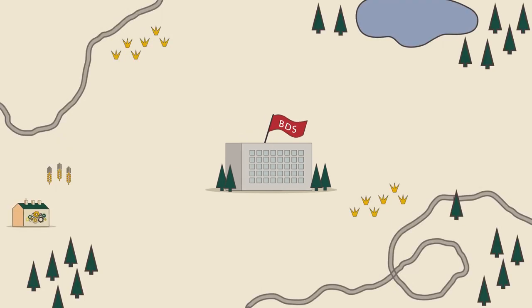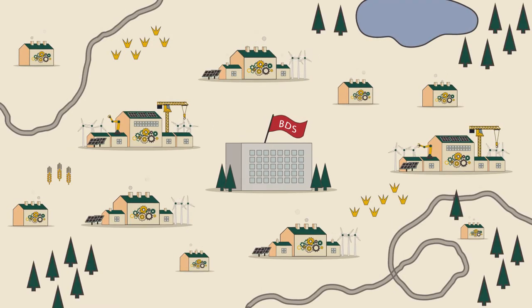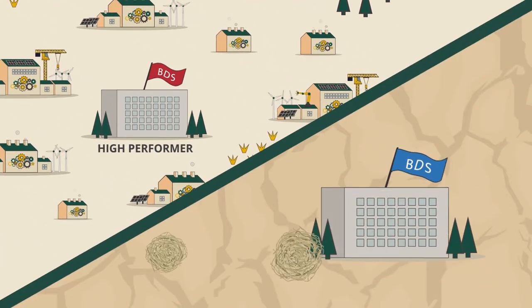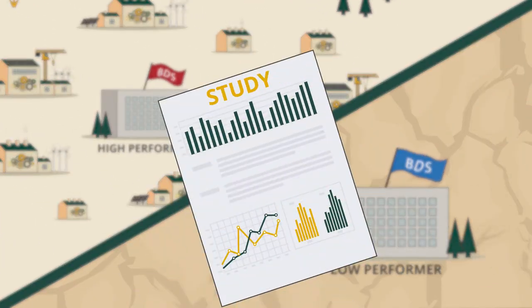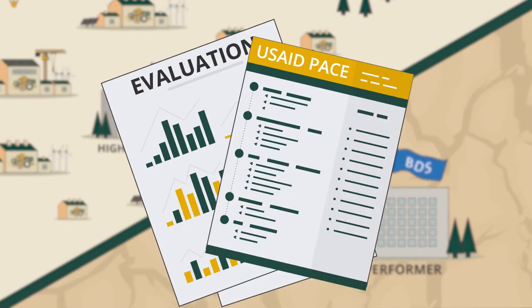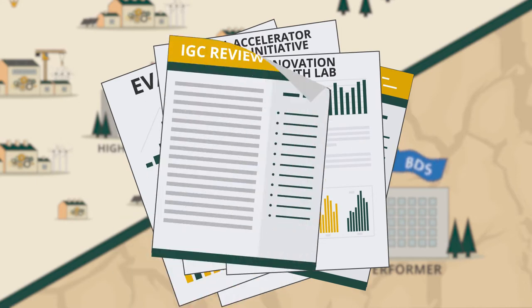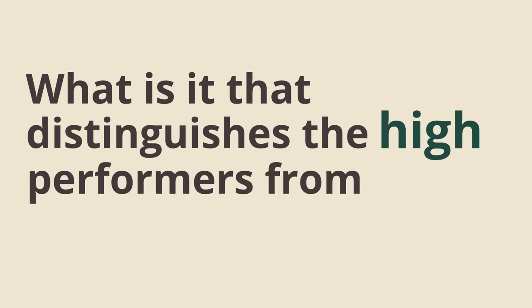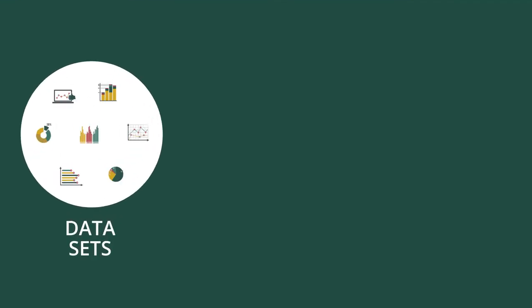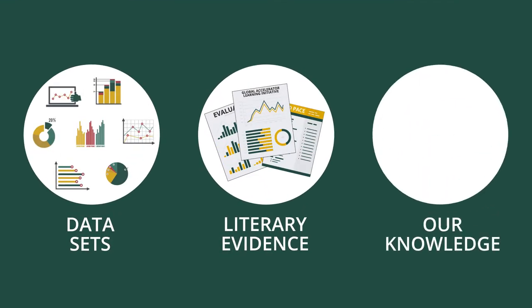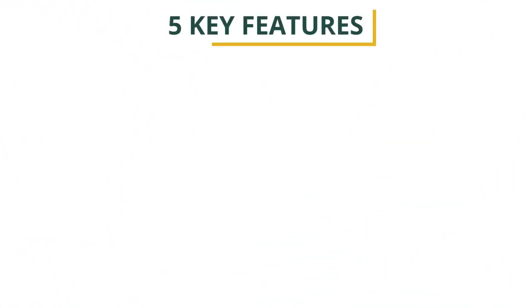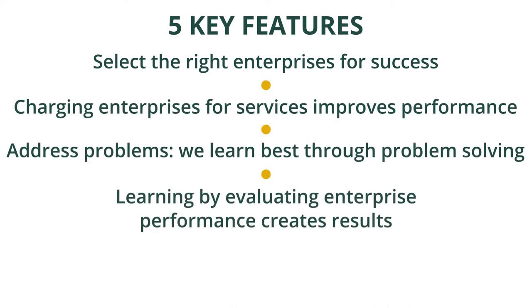Some organisations have been highly effective at supporting enterprise growth and employment creation, high performers, whereas some haven't, low performers. This picture is repeated across other publicly available datasets and the evidence from a growing number of robust academic studies in this field. So what is it that distinguishes the high performers from the low performers? These datasets, the evidence from the literature and our knowledge and experience have converged around five key distinguishing features, the topics of this video series.